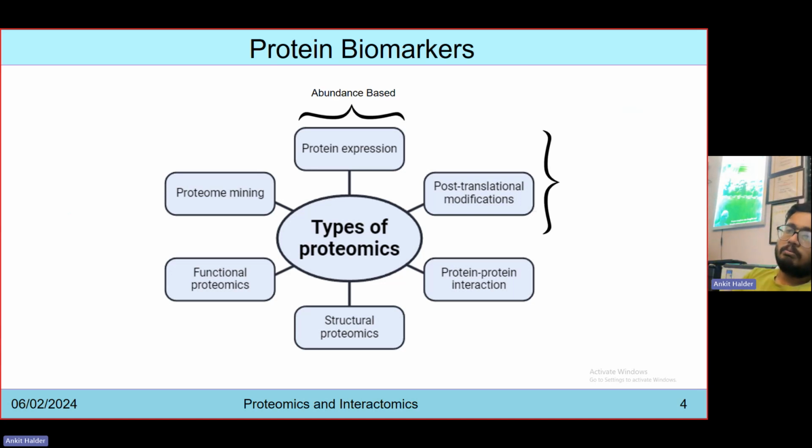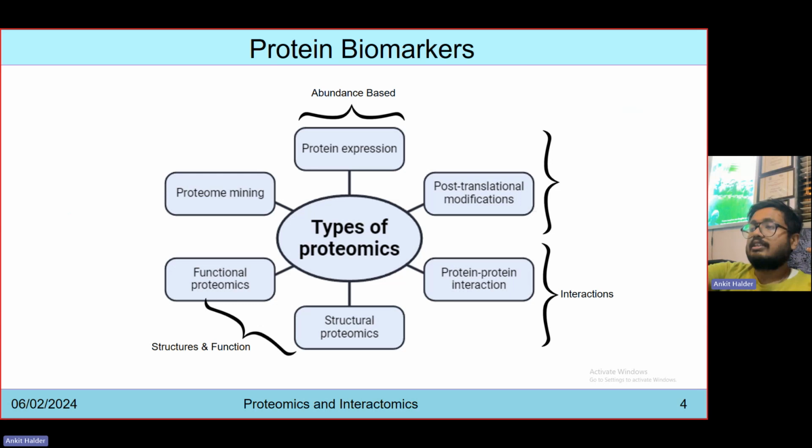So now in the protein expression, whenever we talk about expression, if we just think of the two major classes when we are talking about a protein-based biomarker or gene-based biomarker, specifically for proteins, one is abundance-based and the other is functional-based. So whenever we are talking about protein expression-based markers, those are the abundance-based markers that we are looking into.